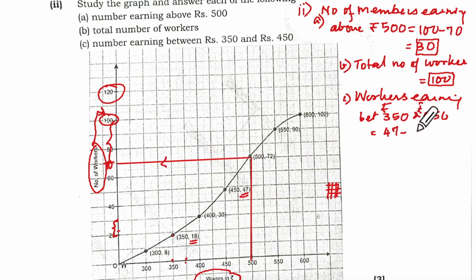Excuse me. Ma'am, I have a doubt in this question. In the first subpart, it is written 500, 72. So should it be minus 100 minus 70? Oh yeah, it is given 72, no? Yes, ma'am. Yeah, correct. I didn't look at these numbers. I just went by this.